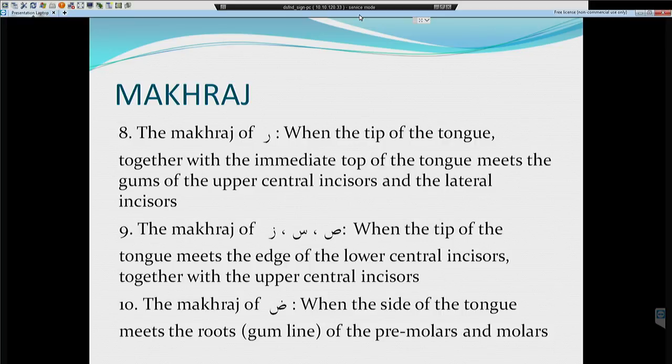Easiest way is to do it with the left side. And when you pronounce the letter, you'll notice that sometimes there's a small bubble that comes on the side, on your cheek as well, when pronouncing it. So the side of the tongue, if this was a tongue, this side over here, would be touching the gum line of the premolars and molars. Ideally on the left side. The left side is easier.